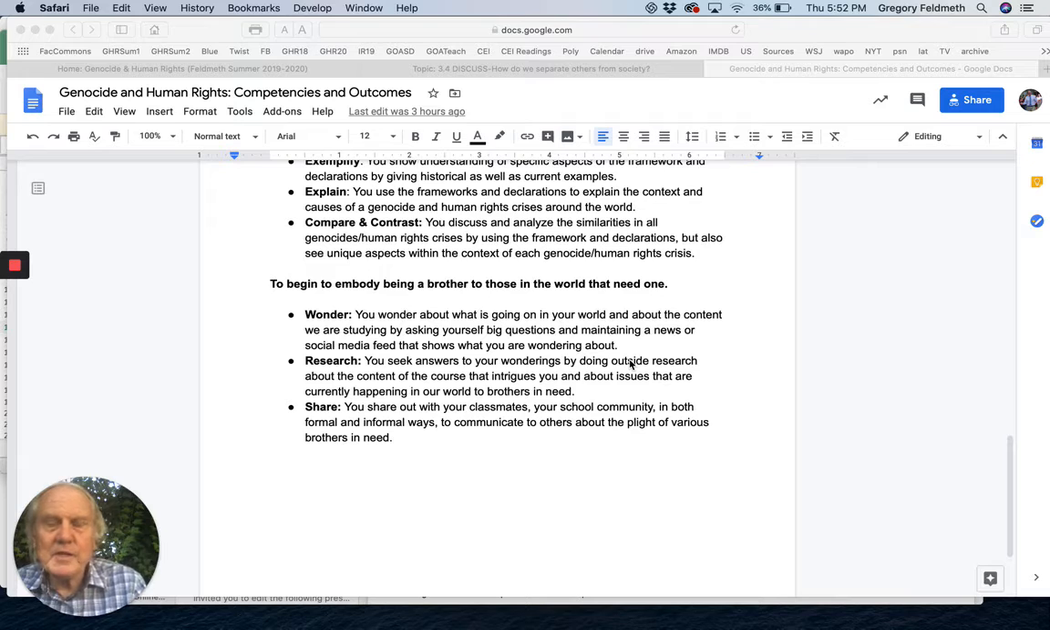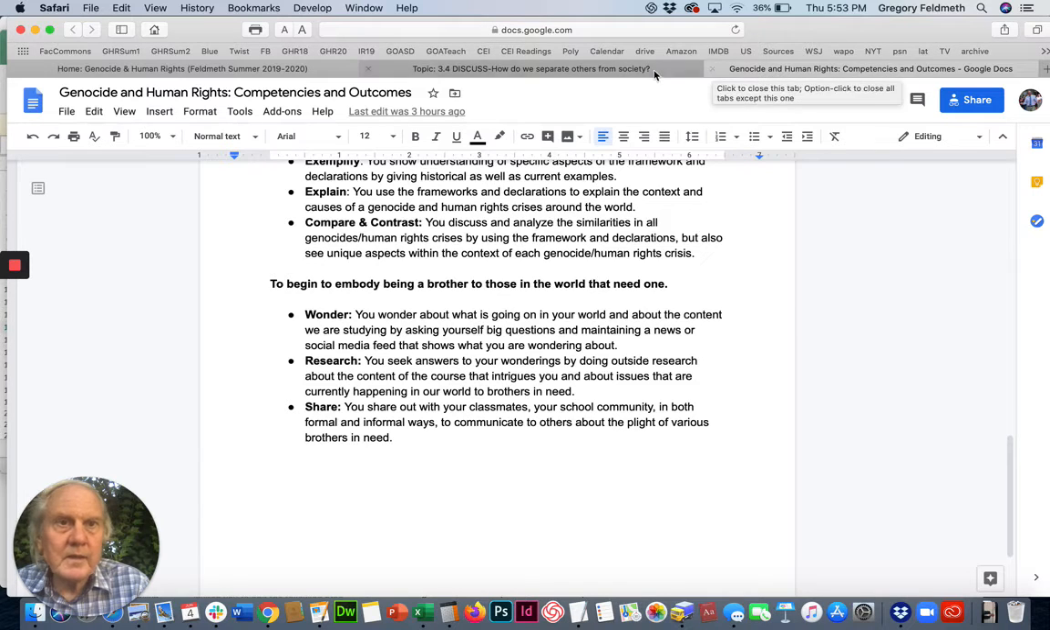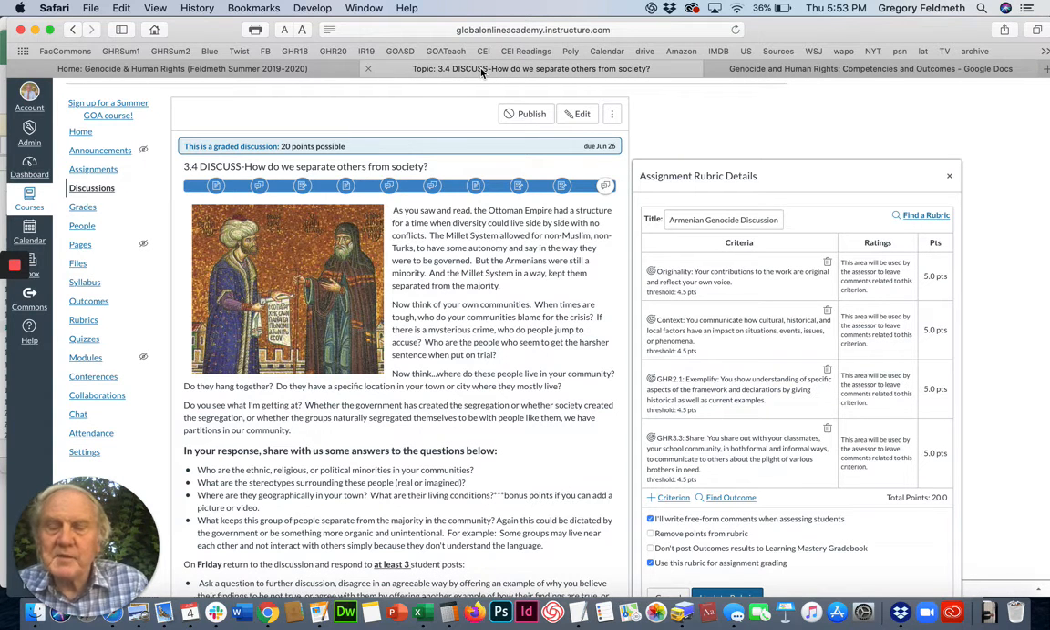Then how do we evaluate? How do we give a grade on that? So here is an example of a lesson. This is about the Armenian genocide. How do we separate others from society? This is actually a discussion where you'll go online and share answers to questions. And then over on the right, you can see the rubric details.